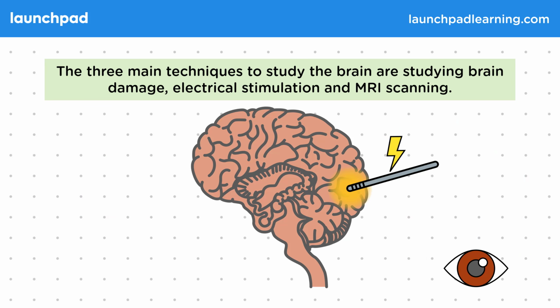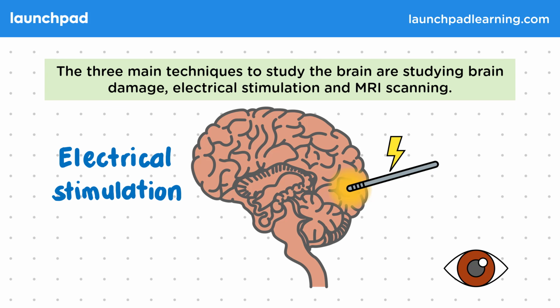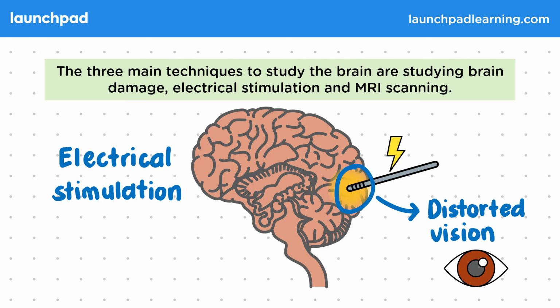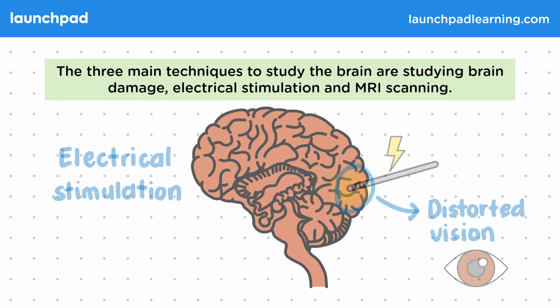This next technique is electrical stimulation. This involves stimulating a specific part of the brain with a tiny electrode and seeing what happens. The effect of this could be distorted vision, so that tells us that this part of the brain is likely responsible for eyesight. This is a very invasive way of studying the brain, so what is a less invasive method?